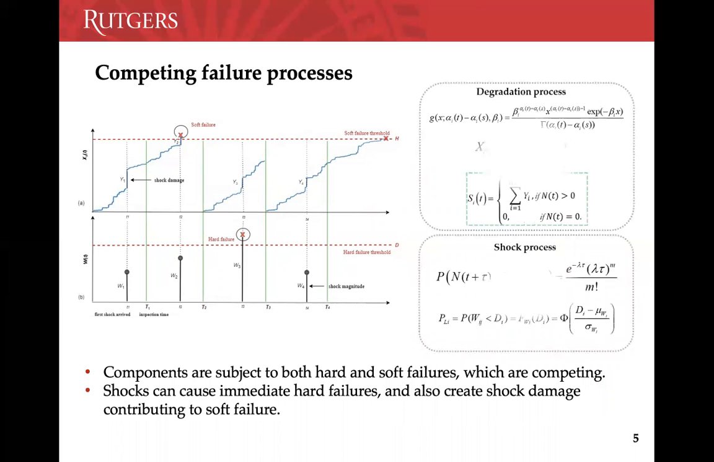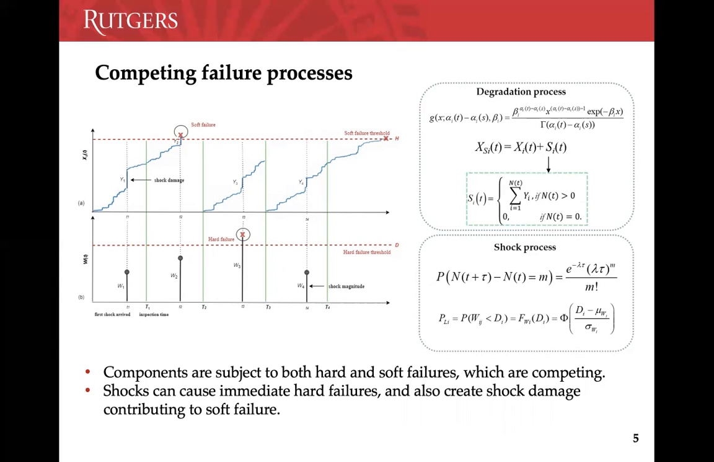So in this study, I consider a gamma process for the pure degradation of the components, and I assume that the shock damage follows a normal distribution. I also assume that shocks come to our system based on a Poisson distribution and their magnitude follows a normal distribution. So this is about the competing failure processes for all the components inside the system.